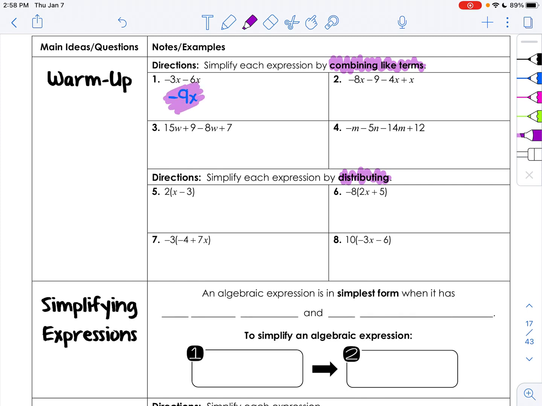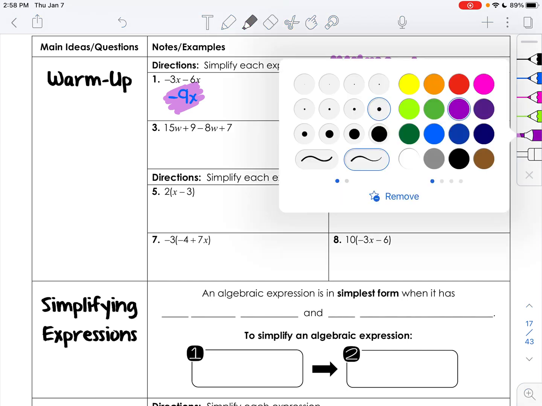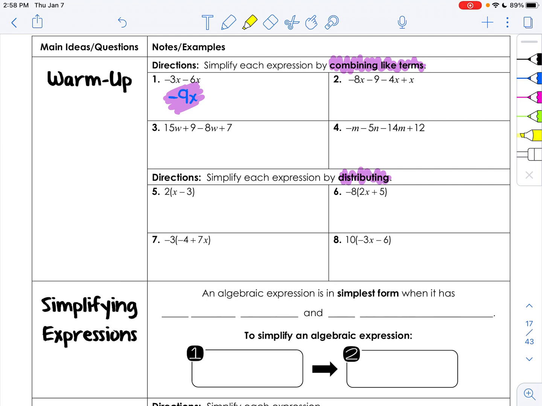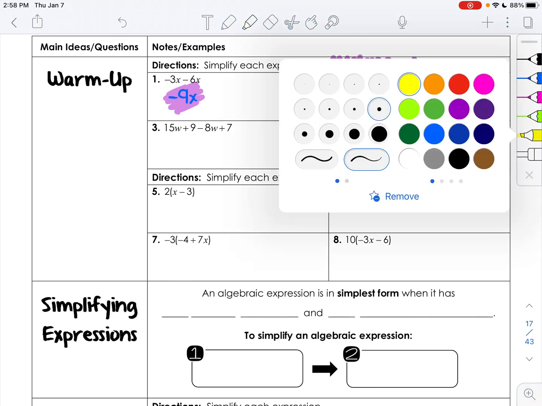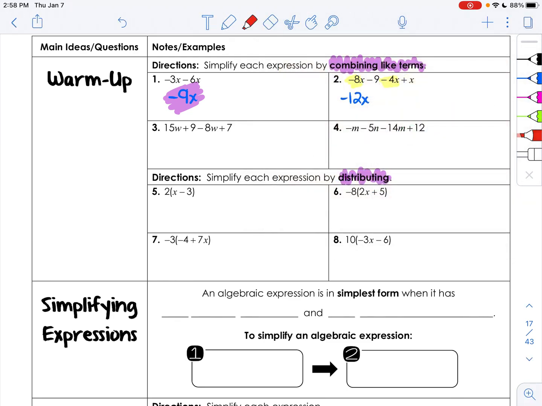Number 2. Again, look at your common variable terms first. Our common variable terms are negative 8x and negative 4x. Reading left to right, I see I'm going to subtract. Negative 8 minus 4 is negative 12. And the common variable is x. Then we're going to look at the common constants. Oh, I missed an x. Let me go back.